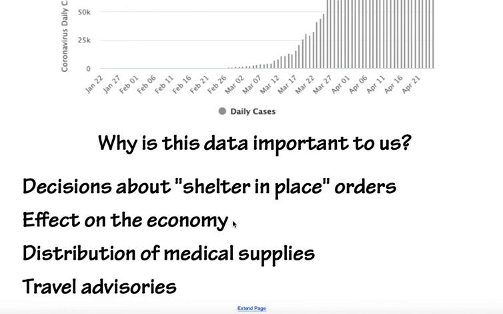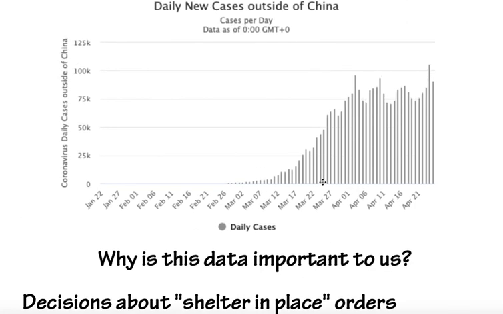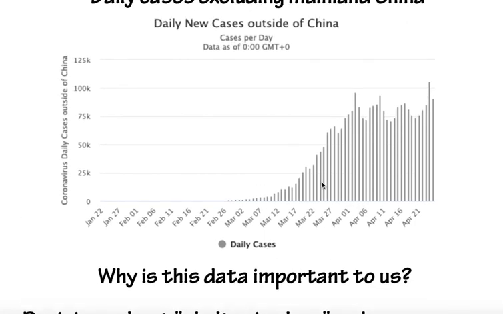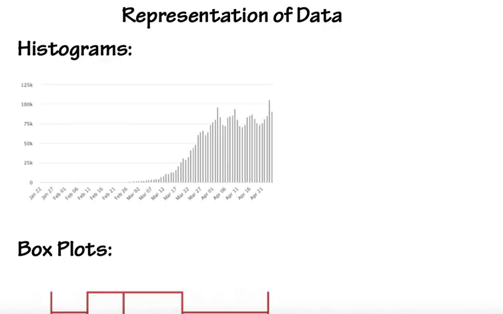And then, of course, it also affects travel advisories, like are you allowed to go from one state to the next? Are you allowed to leave the country? How many cases are in a particular country determines whether people can travel to or from that place. So all of this data we can gather just from looking at this particular graph. So that's what we're going to be doing today. We're going to be analyzing different representations of data.